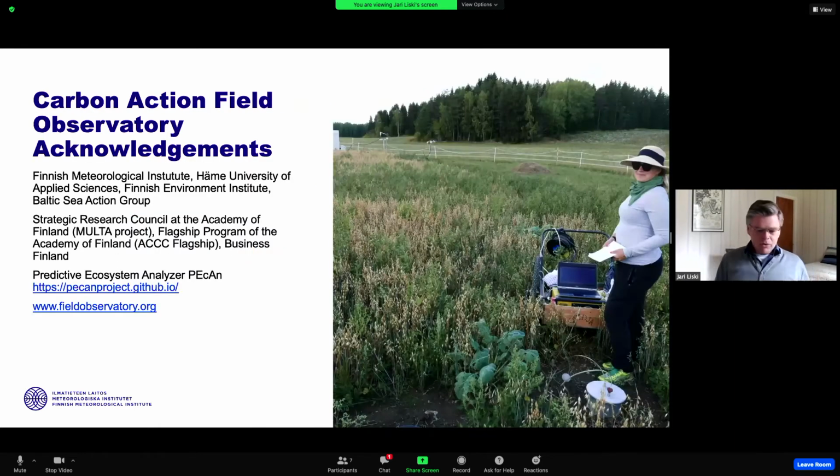I want to finish by acknowledging those who are behind this field observatory. I want to acknowledge my colleagues at the Finnish Meteorological Institute, Häme University of Applied Sciences, the Finnish Environment Institute, and the Baltic Sea Action Group. We have been receiving funding from the Strategic Research Council at the Academy of Finland and also from the flagship program of the Academy.